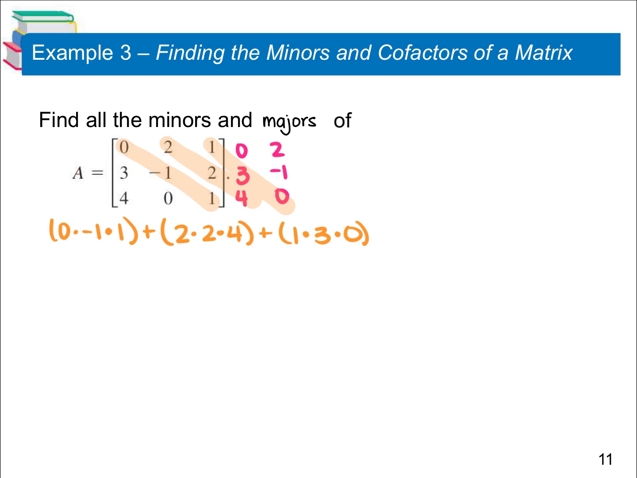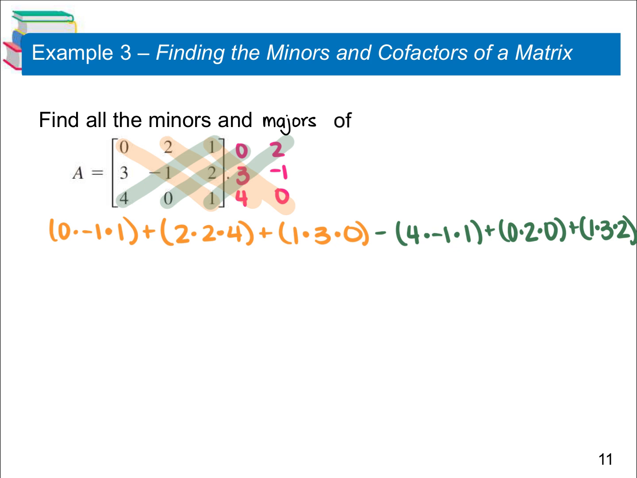The next thing that you would do is identify your minors. So those are the diagonals from bottom to top. So that's going to be the 4, -1, 1, then the 0, 2, 0, and the 1, 3, 2. So you then would just write those down next. So you have 4 times -1 times 1 plus 0 times 2 times 0 plus 1 times 3 times 2.